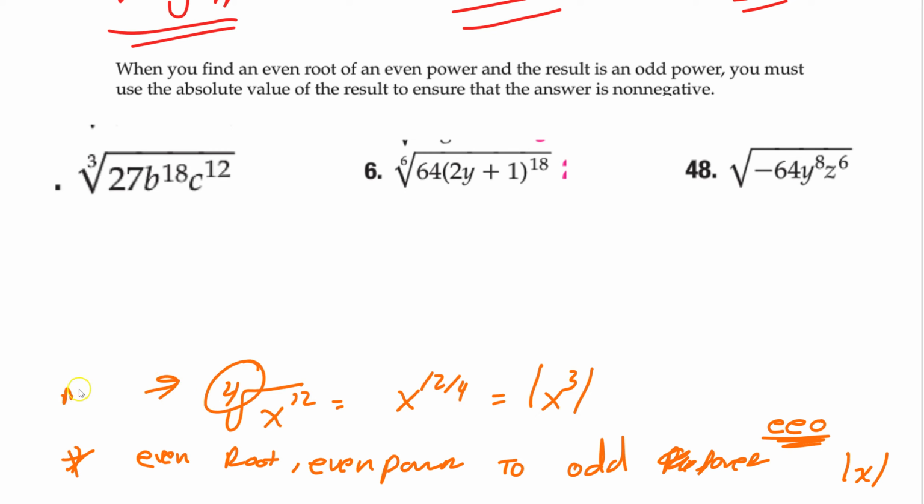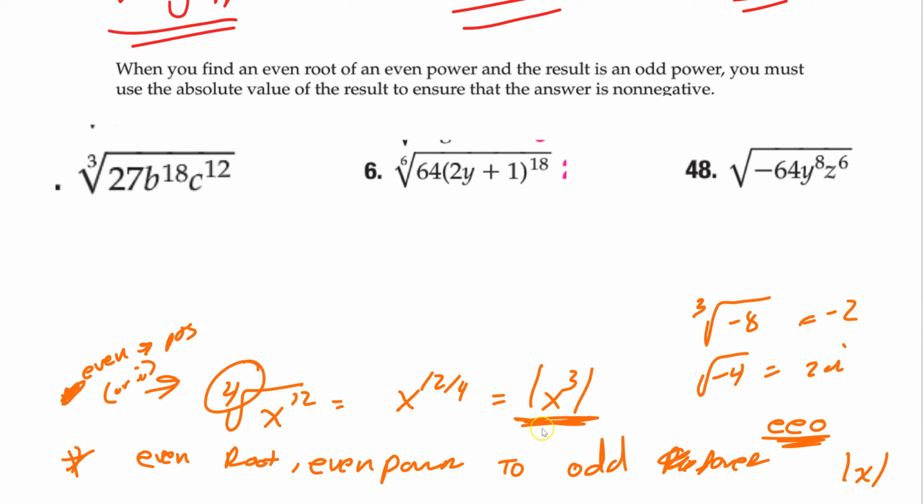Even roots have to be positive. Otherwise you get an i. I could take a cube root of a negative number, that's fine. Cube root of negative 8 is negative 2. But I can't take the square root of negative 4, because that's 2i. And that's why we have to put the absolute value. You're supposed to put absolute value if you go from even to odd.